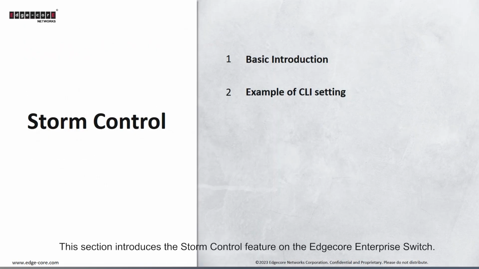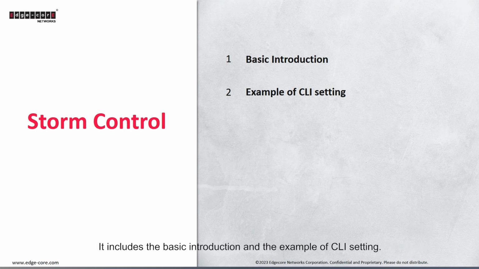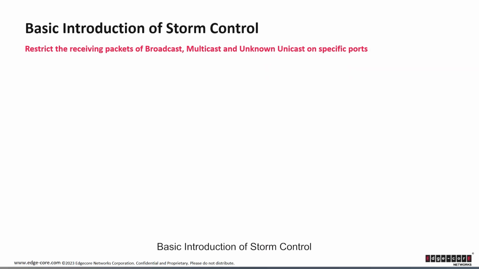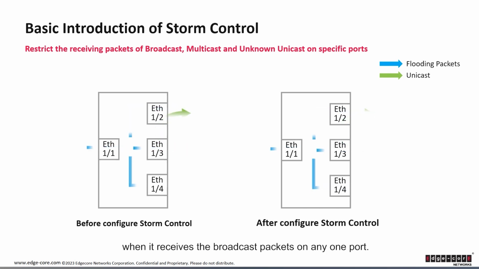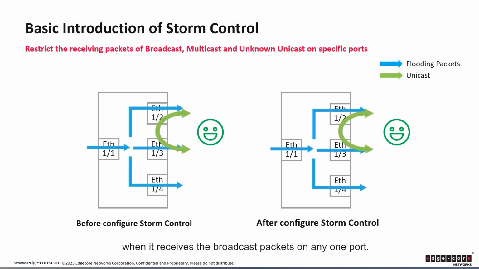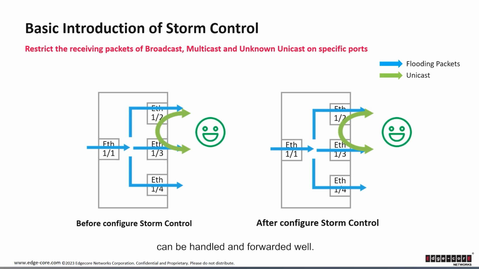This section introduces the storm control feature on the Edgecore Enterprise Switch. It includes the basic introduction and an example of the CLI setting. Basic introduction of storm control. As everyone knows the purpose and operation of broadcast, the switch will copy the broadcast packets to all other ports when it receives the broadcast packets on any one port. In normal conditions, the flooding packets, including broadcast, multicast, and unknown unicast, can be handled and forwarded well.